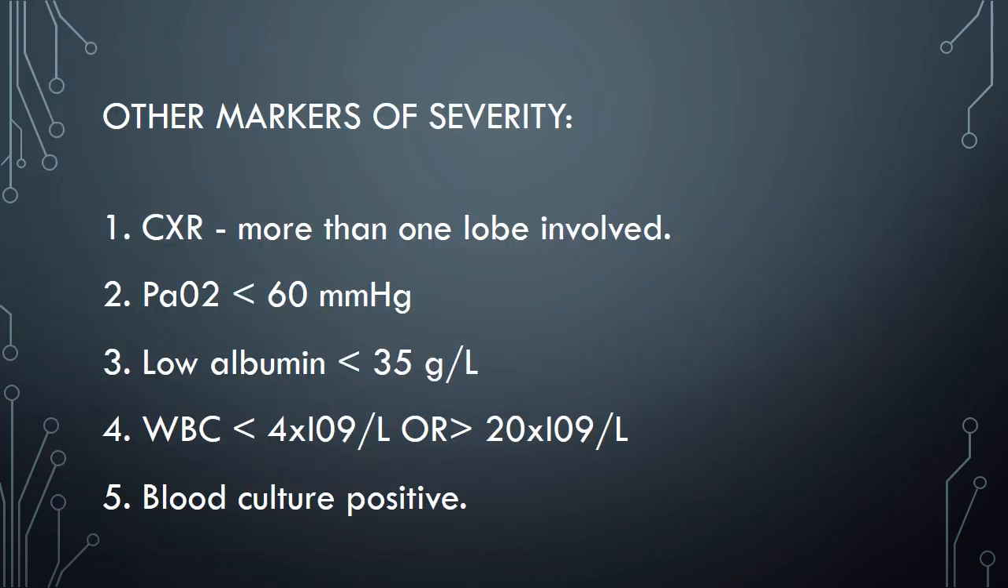Other markers of severity include if there is more than one lobe involvement on chest x-ray, if partial pressure of oxygen is less than 60 millimeter of mercury, if there is low albumin, that is less than 35 gram per liter, if WBC, that is white blood cell count, is less than 4,000 or more than 20,000, and if blood culture is positive. So these all are the markers of severity.